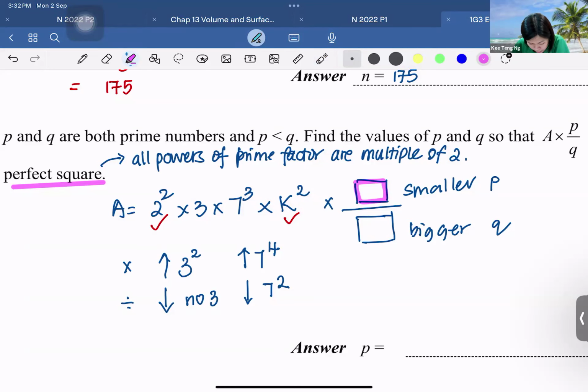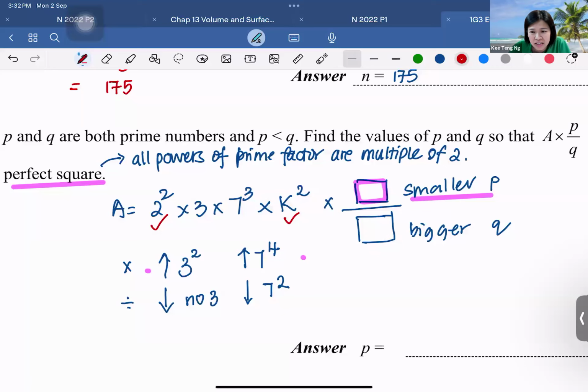Am I going to multiply by 3, or divide, or multiply by 7? Which one? Smaller number. 3. Okay, 1 person. What about the rest? Do you all agree? You know what's happening or not?